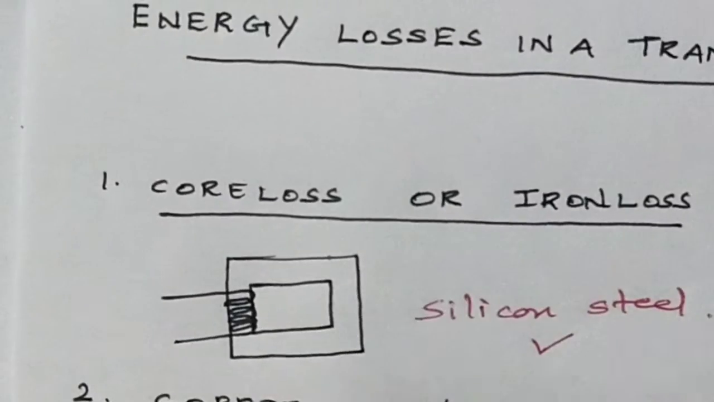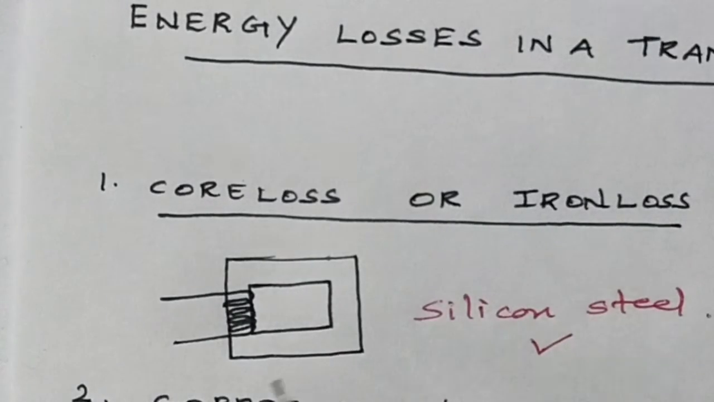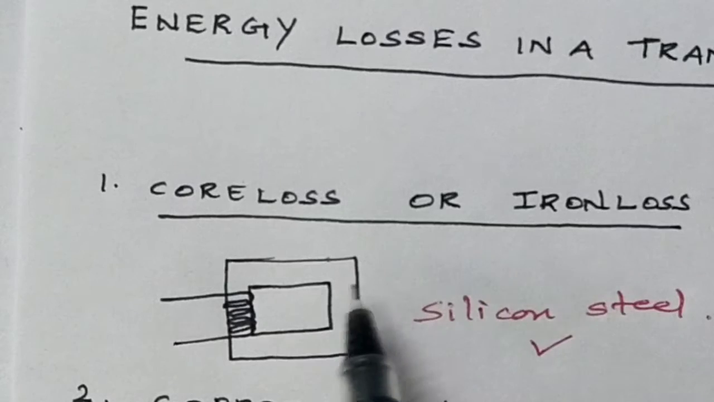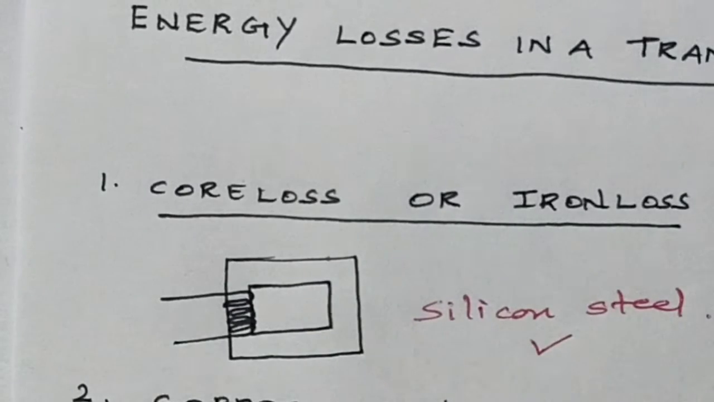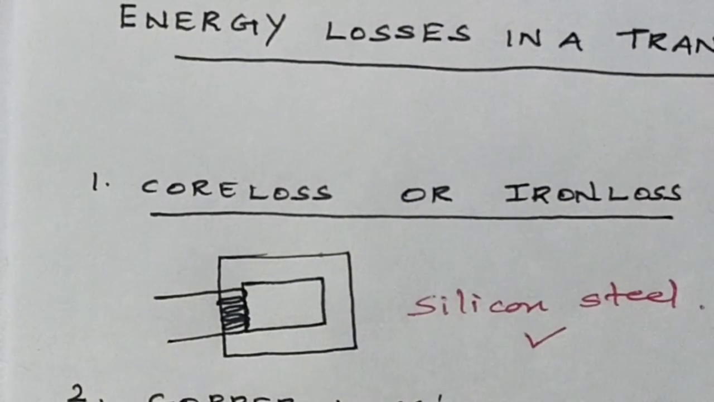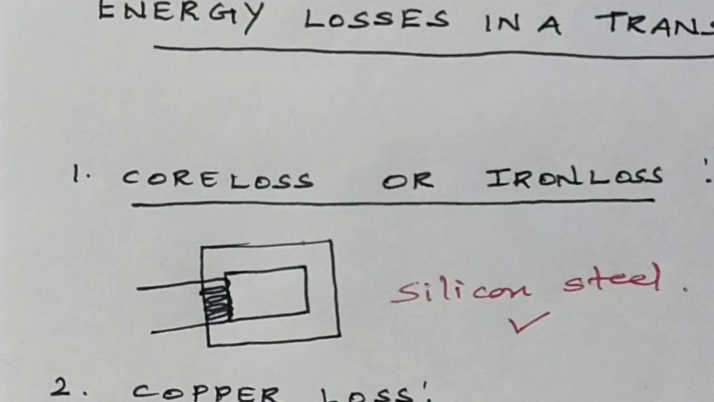We already know the transformer core. When the input alternating voltage is applied, the transformer core is magnetized, and after that it is demagnetized. Here energy is lost in the form of hysteresis. Hysteresis means some energy is lost in the form of heat.